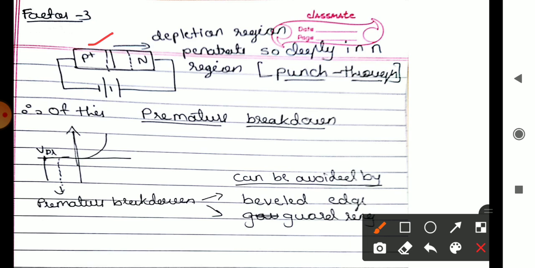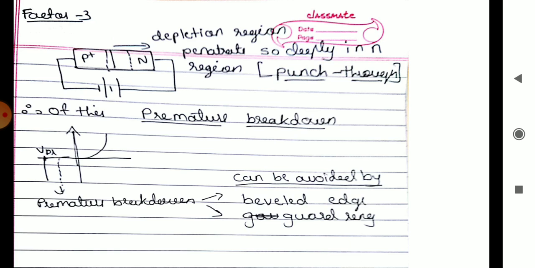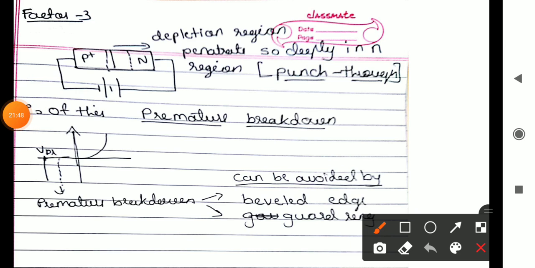If the P region is heavily doped, the depletion region in the N will be more compared to the P region. We have more depletion region in the N region compared to the P region because N is lightly doped. So to explain this topic, we consider a heavily doped P region and a lightly doped N region. So what happens if I apply the reverse voltage?